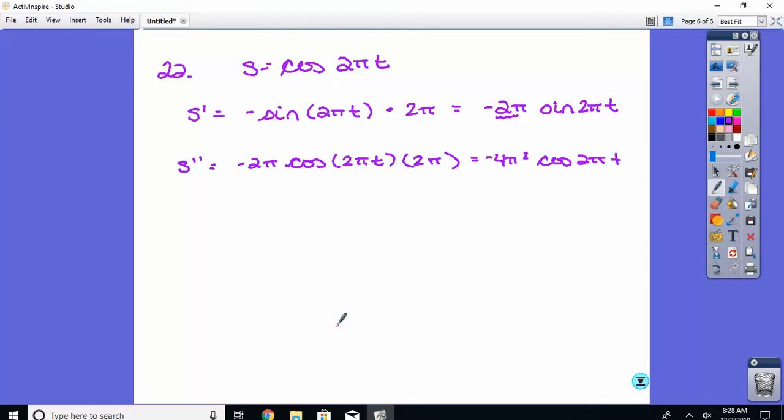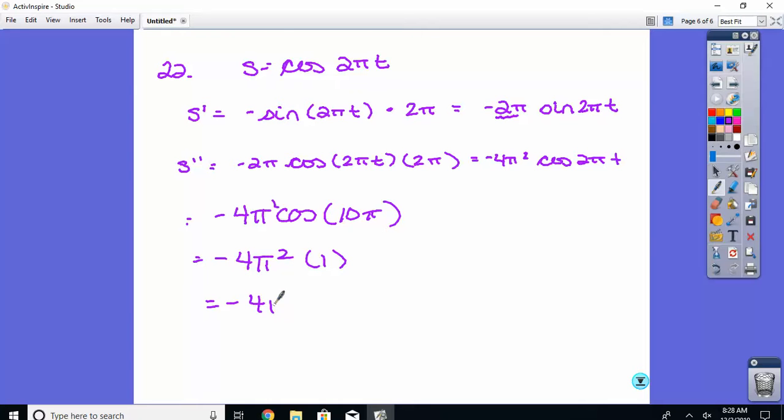So from there, what do I have to do? I asked for the acceleration after 5 seconds. So if I plug in my 5, 2 pi t times 5 would be 10 pi. I know some people put this in their calculator, which is fine. Cosine of 10 pi is the same as cosine of 0, remember, because they're coterminal. And cosine of 0 is 1. So it's just negative 4 pi squared.